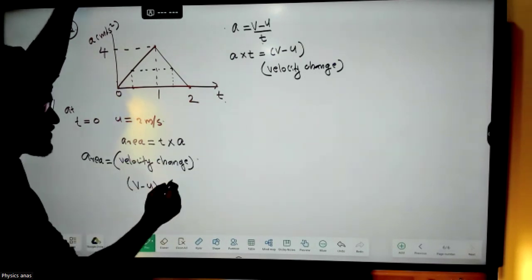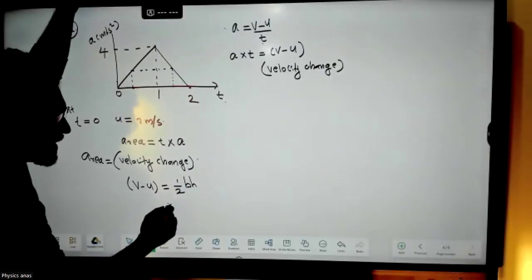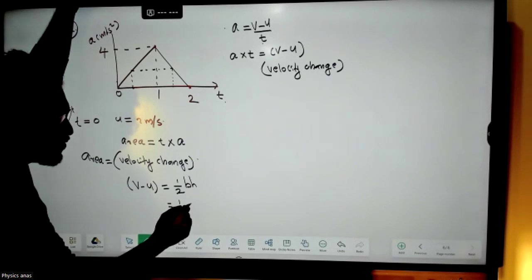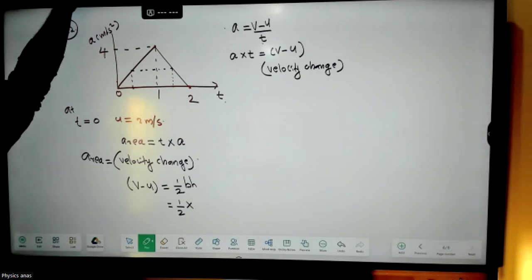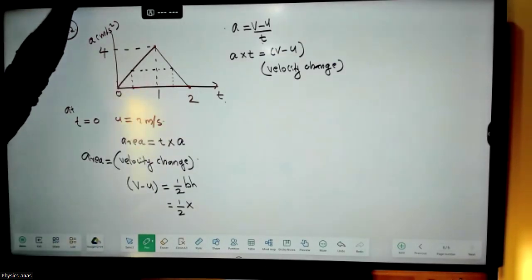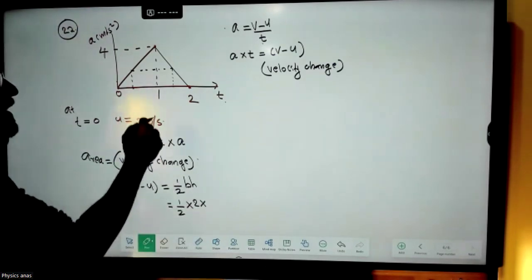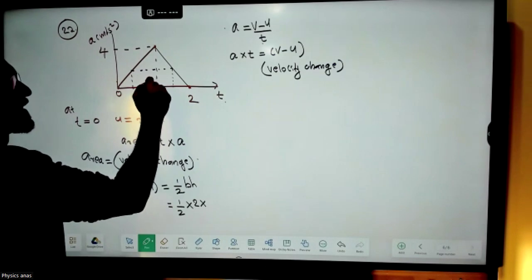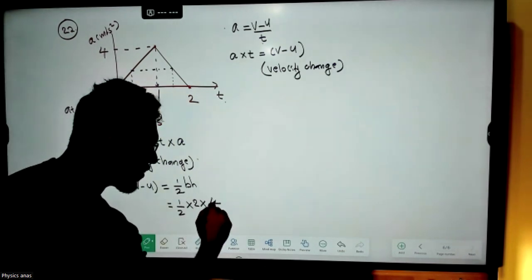Area of triangle. That's half BH, right? Half into B into H. What is B here? Base. Base is 0 to 2. 2 minus 0, what is that? 2. So half into 2 into H. H is from 0 to 4. 4 minus 0, what is that? 4. So H is 4.